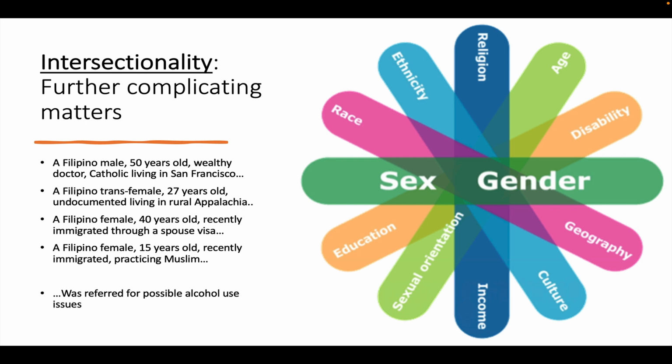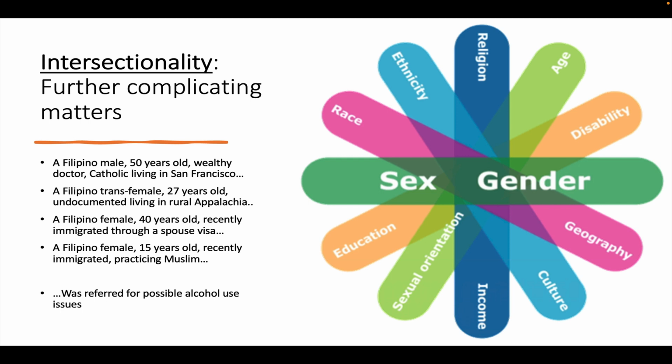For example, let's say the first client we work with is a Filipino male who is 50 years old, a wealthy doctor, Catholic, living in San Francisco. Then let's say we add to this a Filipino trans female, 27 years old, undocumented, and living in rural Appalachia. Or we have an intersectionality of a Filipino female, 40 years old, recently immigrated on a spousal visa. And then we also have a Filipino female, 15 years old, recently immigrated and practicing Muslim. Remember, there are different issues that can come along with this.